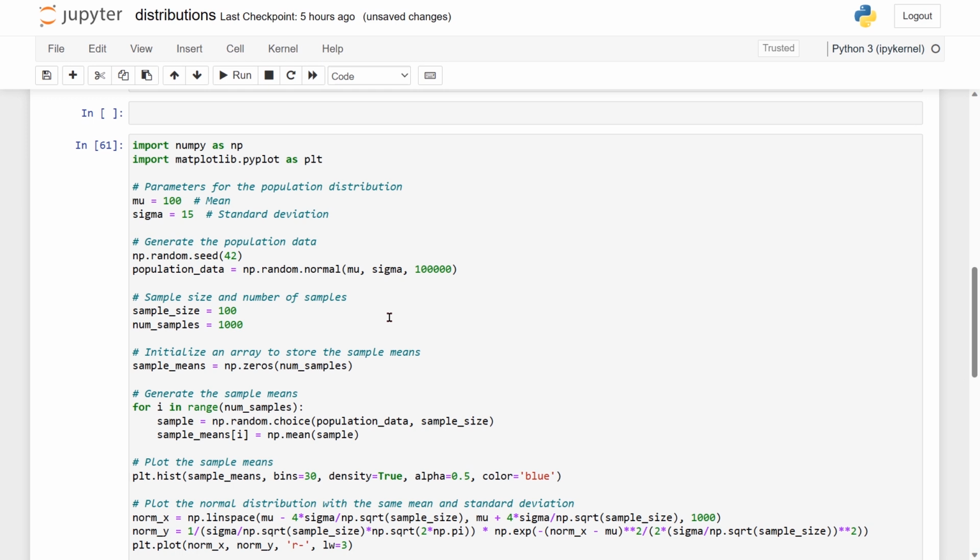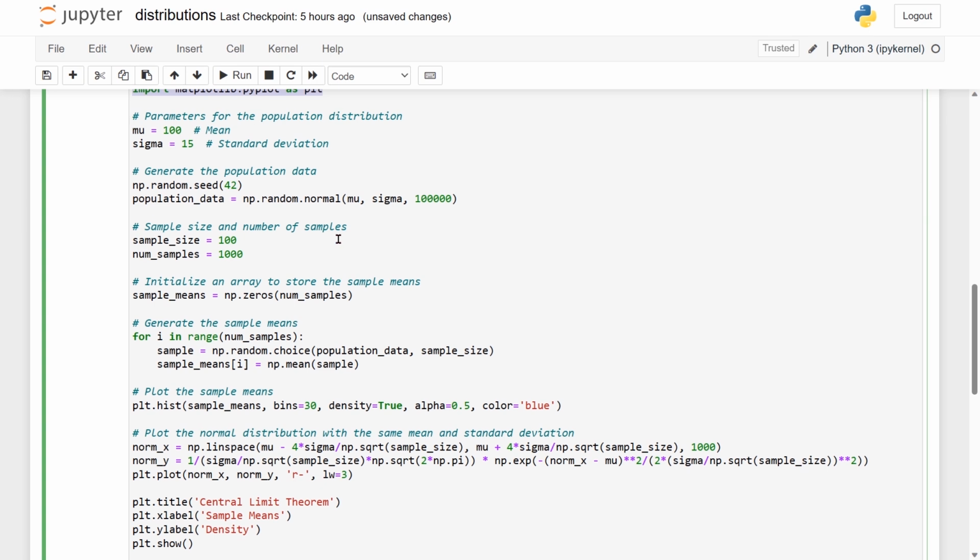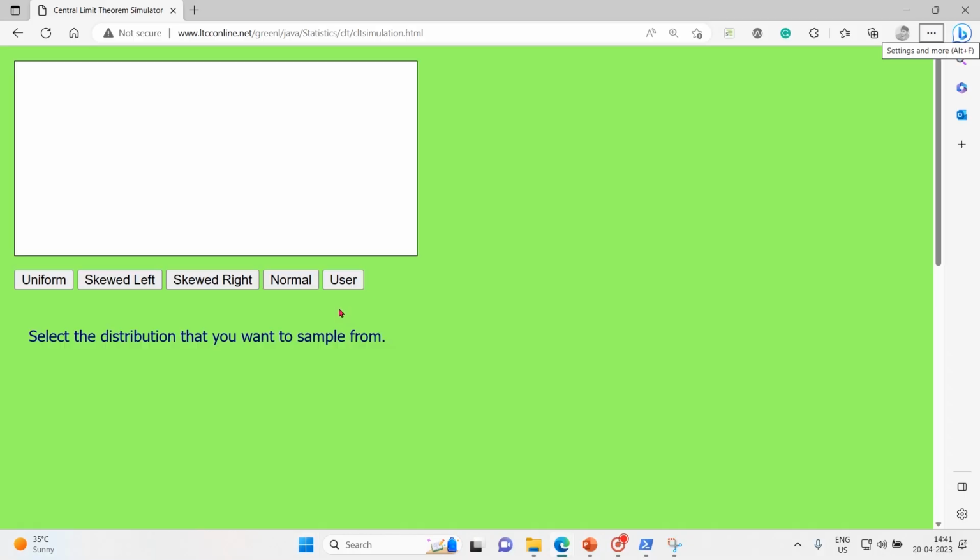If you want, you can copy the code from here. These two are NumPy and Matplotlib. After that, you can see. Yeah, take a snapshot and copy the code for the simulation. So now let's look into the simulation with this one.